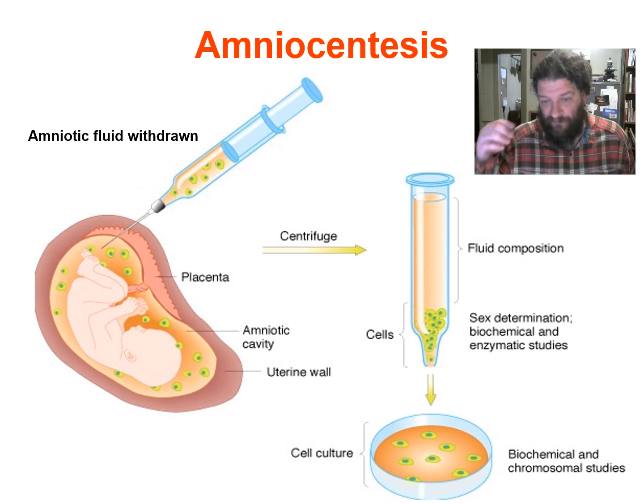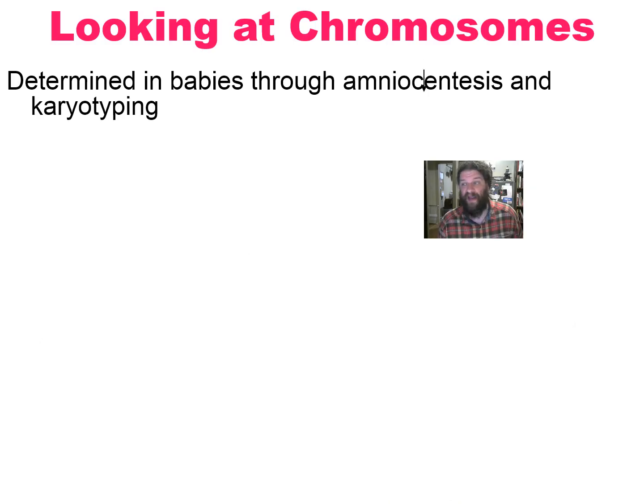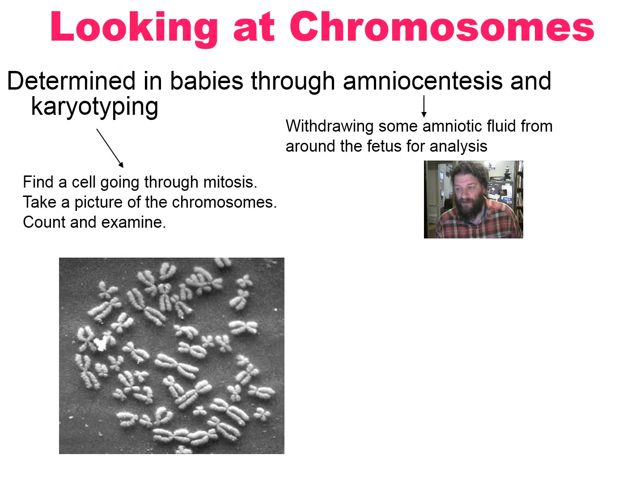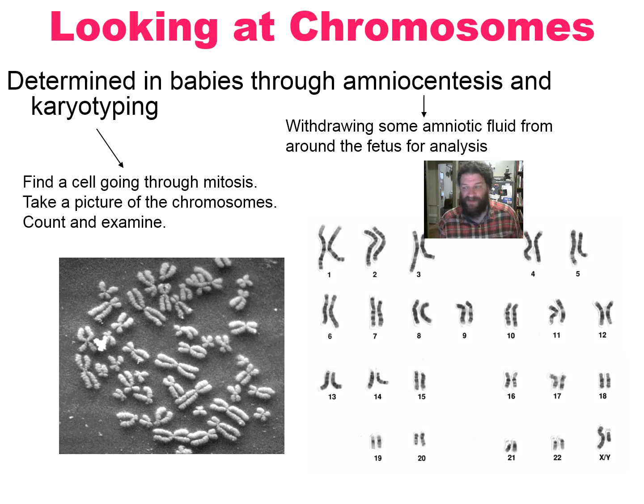collect those cells, culture them, and then find cells that are going through mitosis and take a picture of them. We can arrange that picture of cells, right, cut and paste and arrange them into a picture and make sure that there's the right number of them. We can even tell if it is most likely going to present as a boy or a girl. This, of course, would be a boy, as most typically presented at birth.